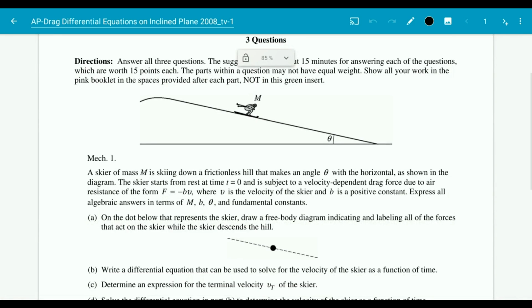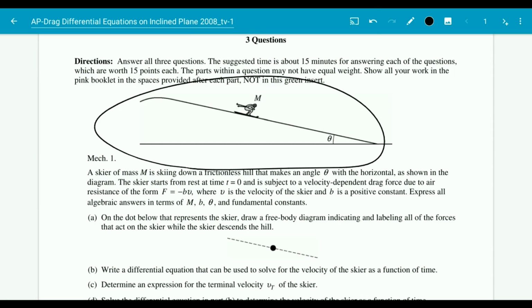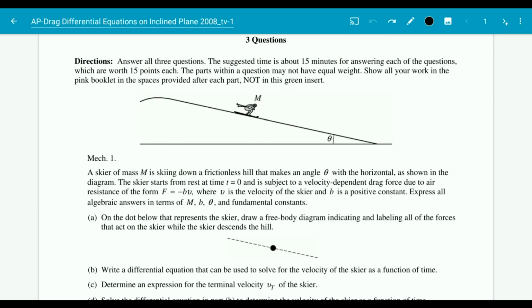A skier of mass m is skiing down a frictionless hill that makes an angle theta with the horizontal, as shown in the diagram right here. The skier starts from rest at time t equals 0 and is subject to a velocity-dependent drag force due to air resistance in the form F equals negative bv, where v is the velocity of the skier and b is a positive constant. Express all algebraic answers in terms of m, b, theta, and fundamental constants.